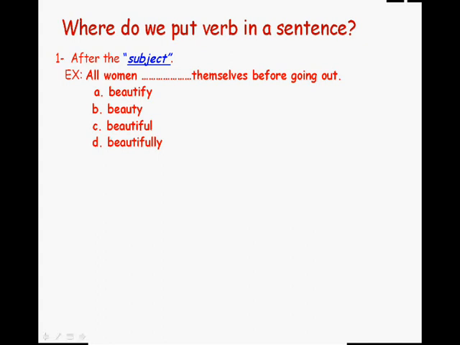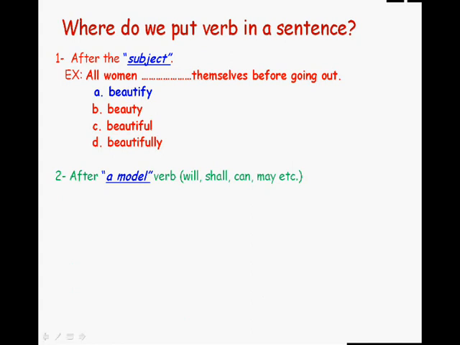So let's look at the endings. Okay, here: beautify, FY, beauty, beautiful, and beautifully. So which one is the verb? Very good. Remember the endings? Excellent. So we have here all women beautify. So the subject is all women, and of course the verb is beautify. Okay? So where to put the verb in a sentence? It's after the subject. And here, all women, this is the subject of this sentence. Okay?